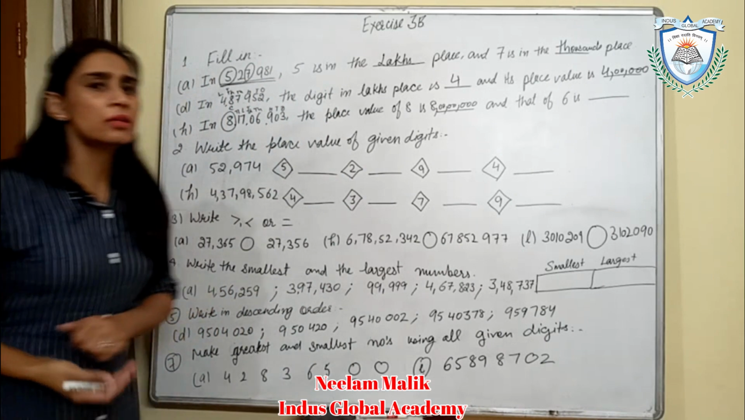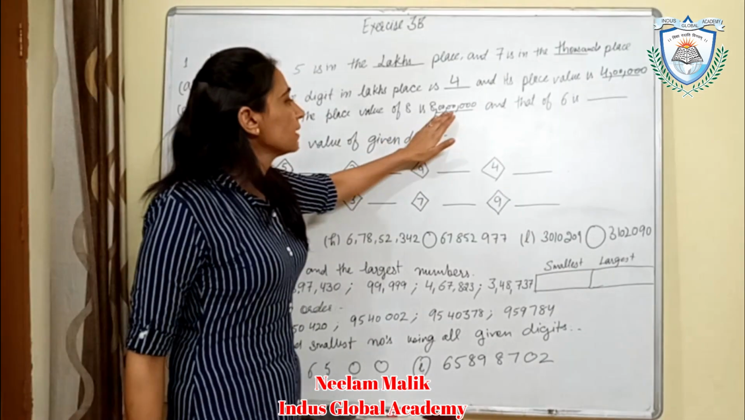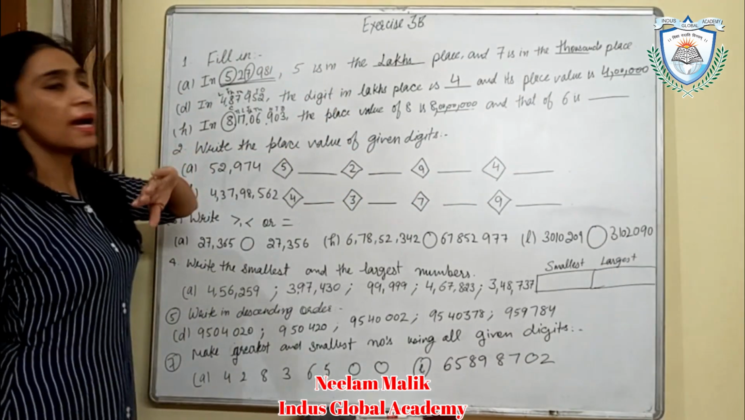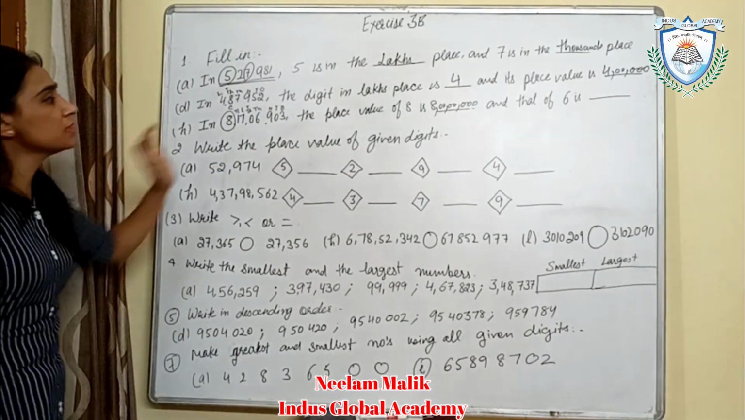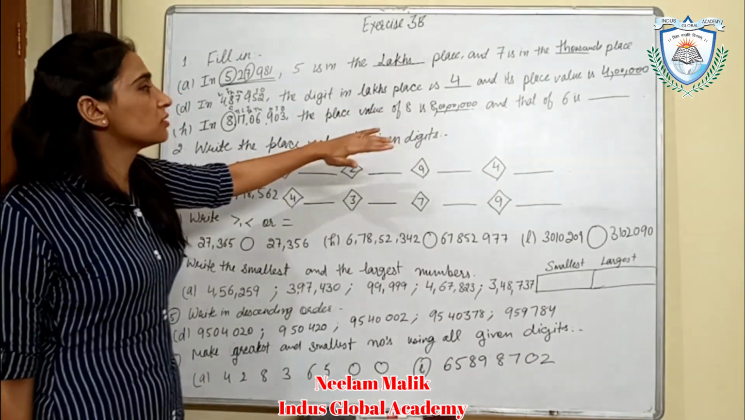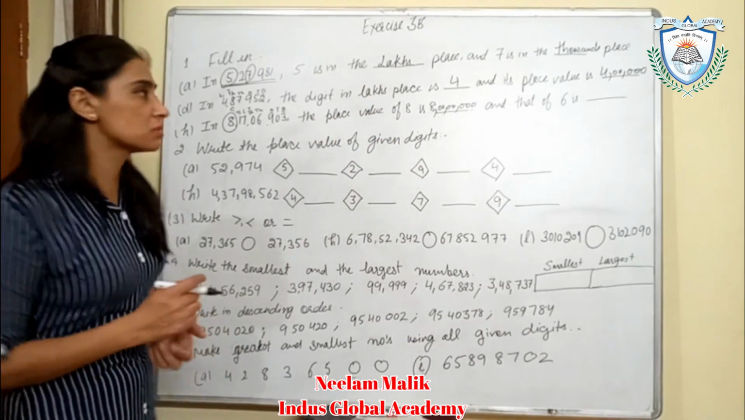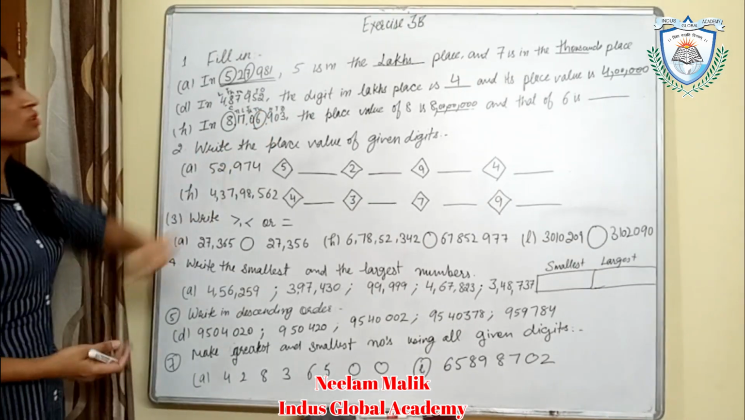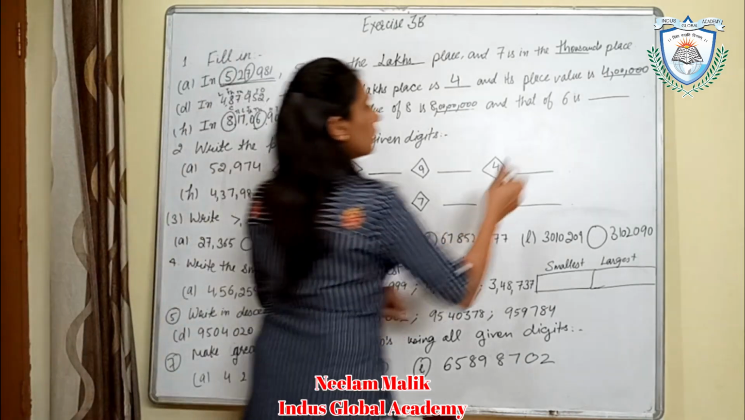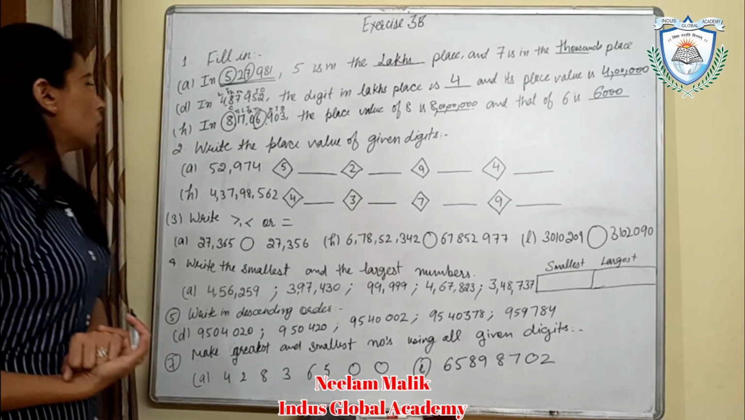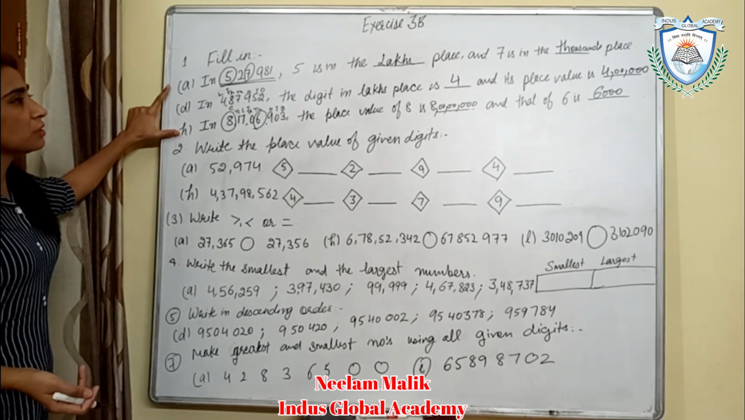Okay, 8 crore. This is for lakhs, thousands, and this is for the ones place. And that of 6 is, same, we have to tell for the 6. What is the place value of 6? Now we have to tell for 6. This is at the 1000 place, so the place value of 6 is 6000. Yes. Now, we have done 3 parts here.